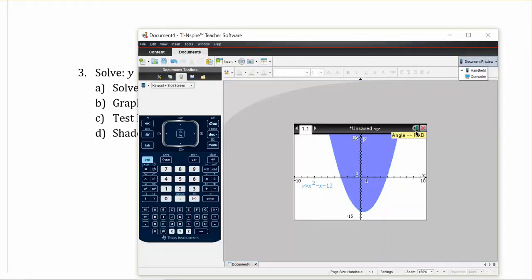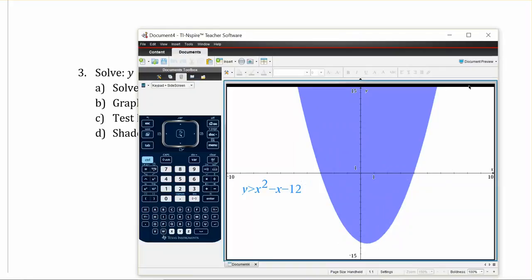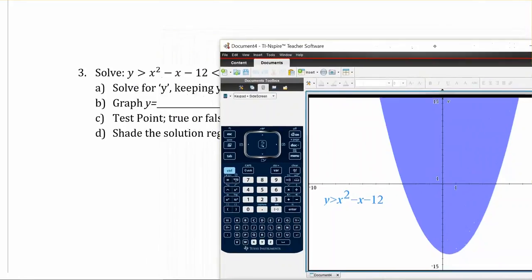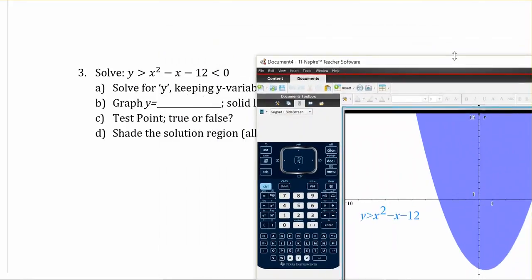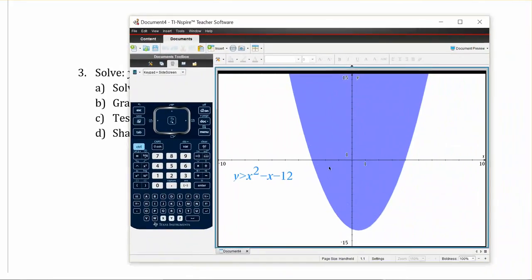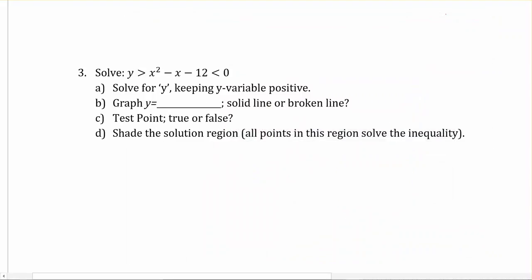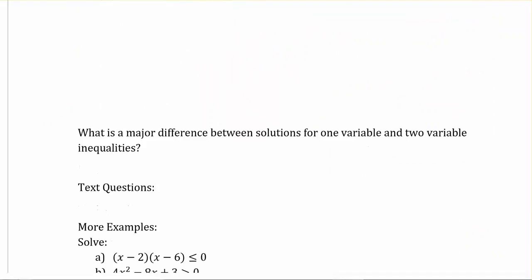And actually, let me make this bigger. Okay. So y is greater than, so that's the shaded area, right? But then the next part says that this is less than 0. So what we're really interested in then is everything below the x-axis. So it's the shaded area inside the parabola, but below the x-axis, because this is all less than 0. So that's what that means. Okay, so I'll let you guys go ahead and do that question as well.